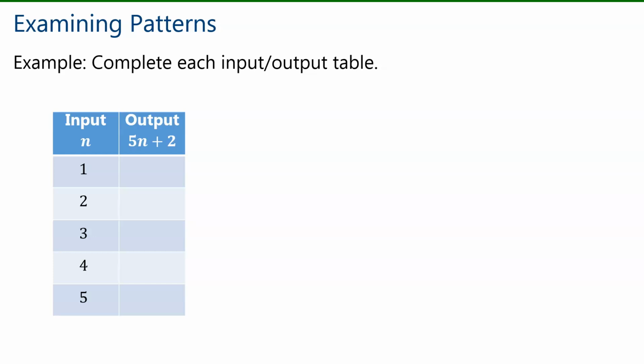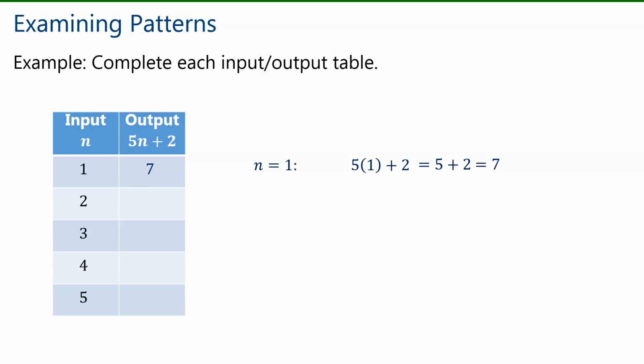And this is going to be done in a similar process to when we were looking at evaluating expressions in a previous video. So let's start with n equals 1. The output expression that we're using is 5n plus 2. So let's go ahead and replace n with 1. So 5 times 1 plus 2. We'll do the multiplication first. 5 times 1 is 5, and then we'll add 2 to that, giving us 7.